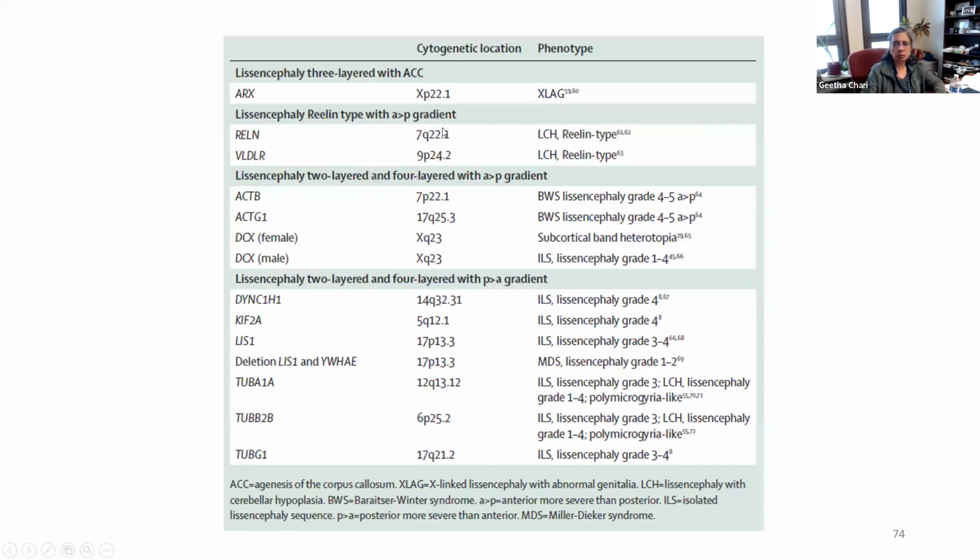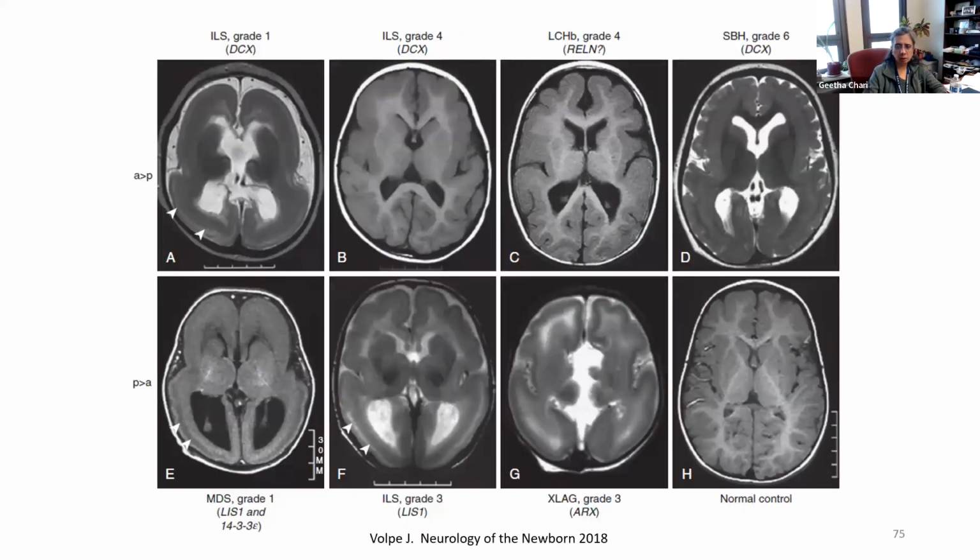But if you have Reelin or ARX, that can give rise to different types of the genotypic and phenotypic correlation that you want to see. They can be associated with band heterotopia, or it can be isolated lissencephaly, or a combination of both. So these are all governed by many genes and gene material. Some people try to associate: if you see a particular type of pattern, then maybe you can predict what the genetic defect may be.